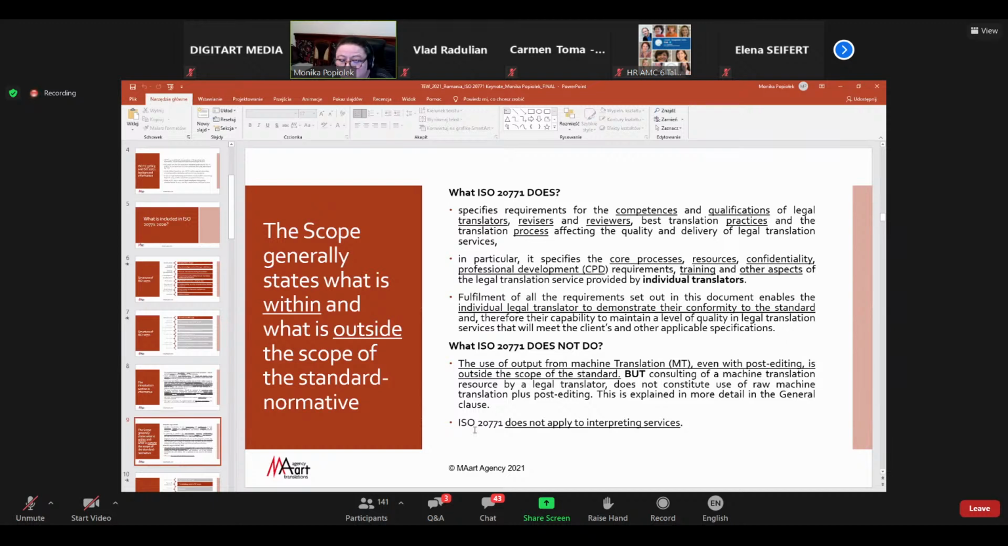Another thing that the standard clearly says it does not deal with is that it does not apply to interpreting services. This seems very simplistic because it's obvious. If it's legal translation, then it's not interpreting. But believe it or not, there are a lot of people that keep mixing all this up. And it has to be stated clearly within the scope, otherwise it leads to confusion.